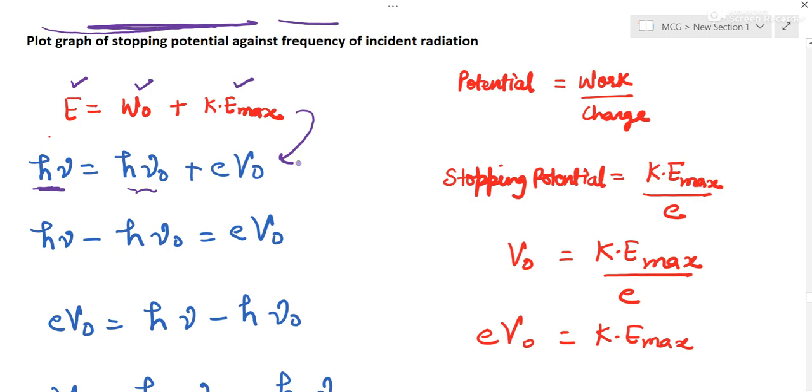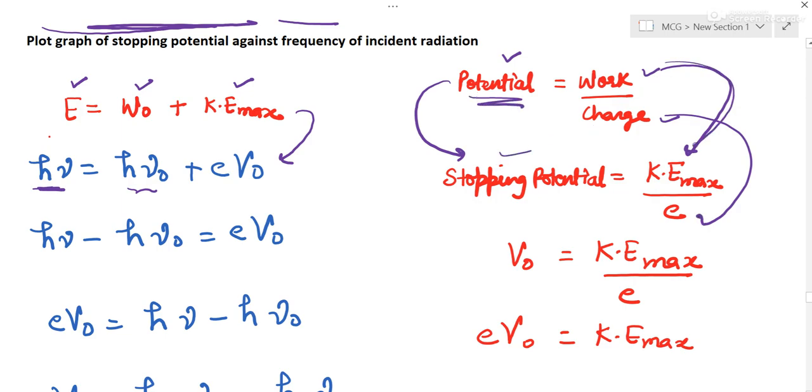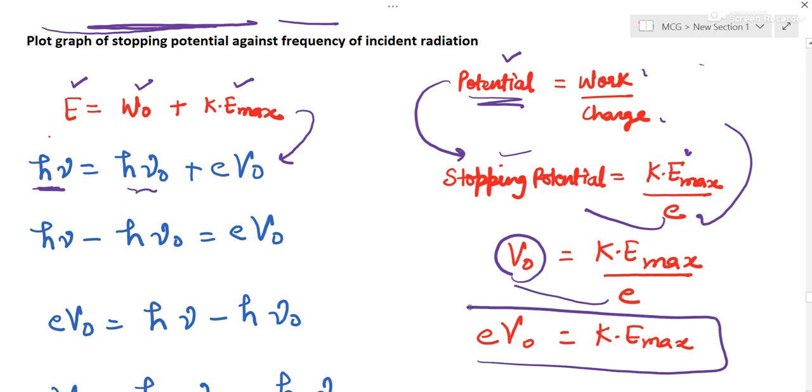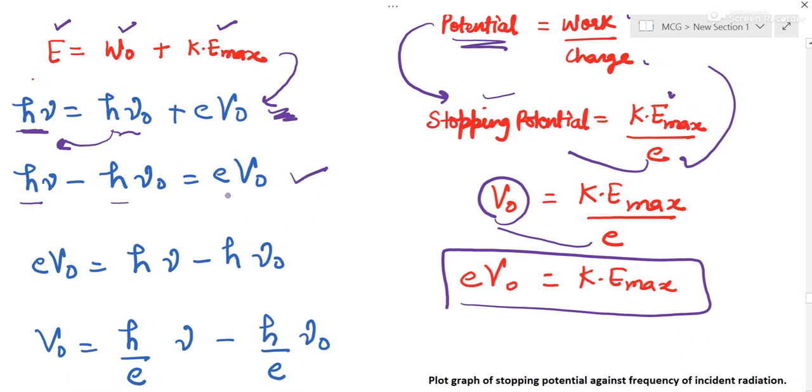Now you should know how this part has come. The definition of potential is work upon charge. When potential is stopping potential, work will be kinetic energy max. The charge of electron is e, so e comes to the other side: eV naught is equal to kinetic energy max, and that is why I have written it here. Now h nu naught goes to that side, so h nu minus h nu naught is eV naught.